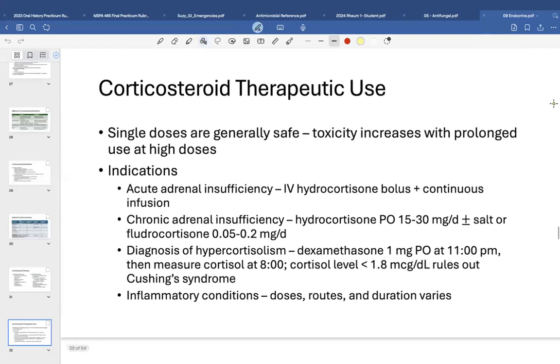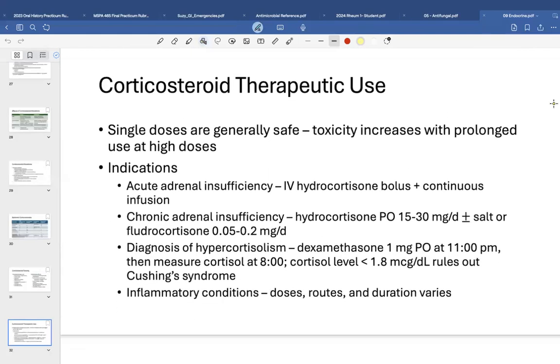but on the other hand, if you need to give a high dose steroid for a much shorter period of time, or even a single dose, these are fairly well tolerated drugs. Maybe your glucose spikes a little bit in the short term, but nothing really crazy.